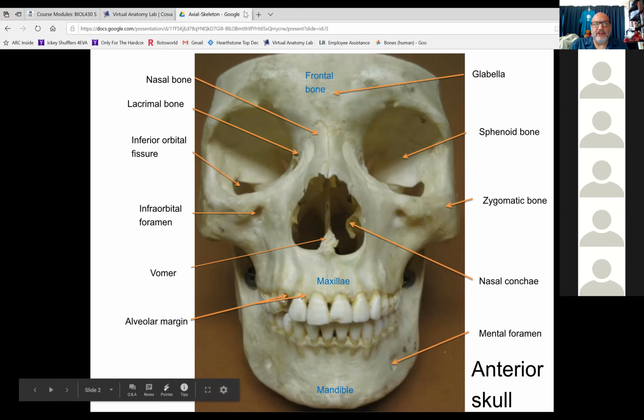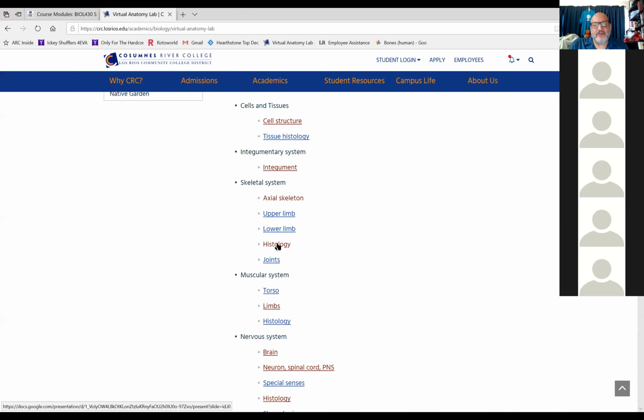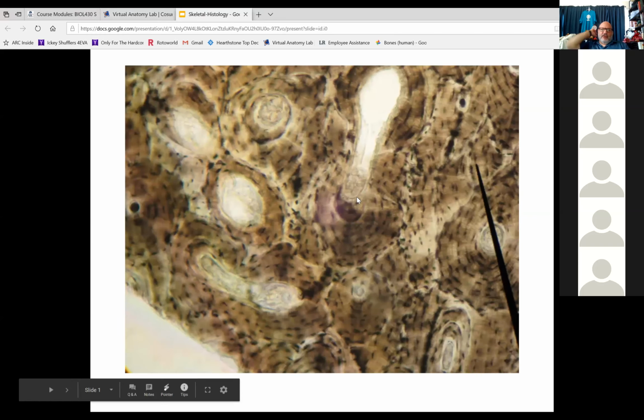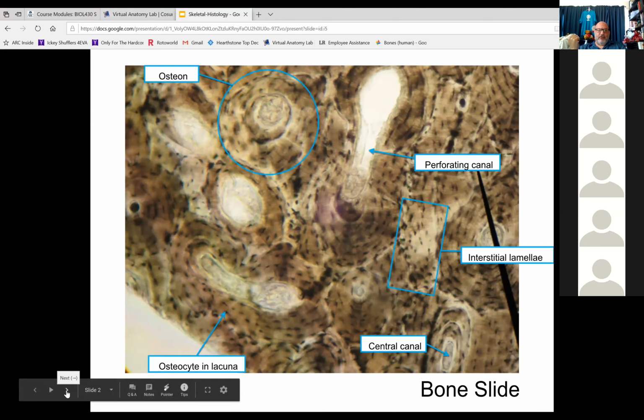It is incredibly useful that way. Notice the other thing they have here is histology. If we look at histology, notice they show us a histology of some compact bone. We can see the osteons, and they have the labels for them as well. Notice when you're looking at the bone this way, our central canal is at the center, and you can actually see the perforating canals as they travel from one osteon to another. So there's another perforating canal that we can see as well.